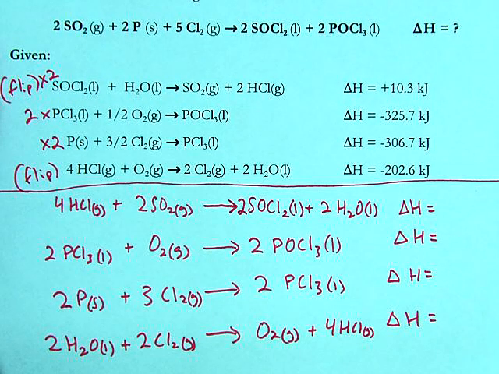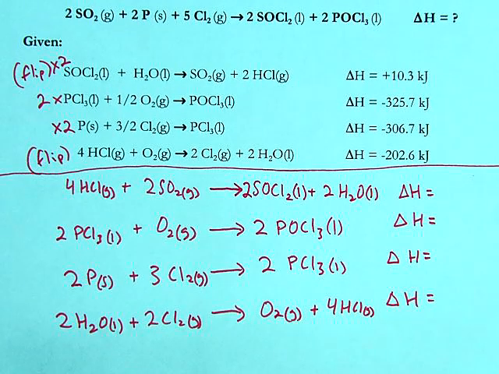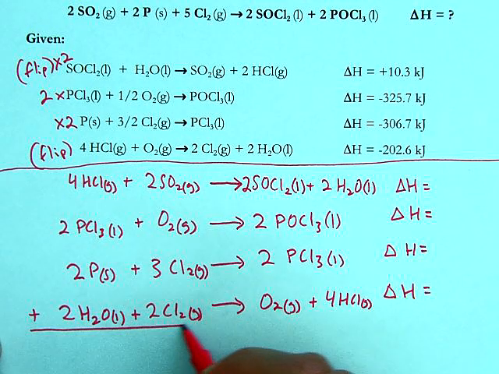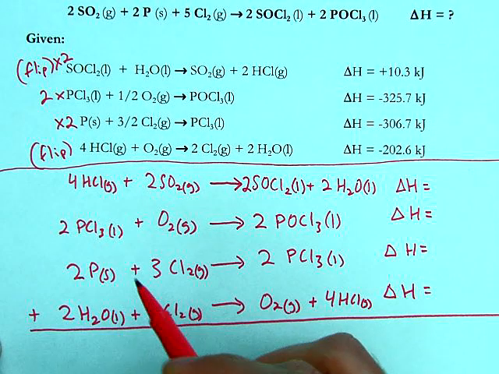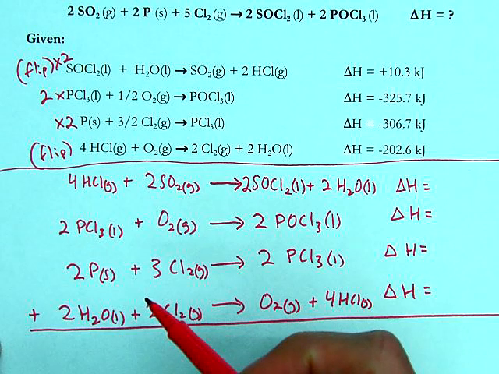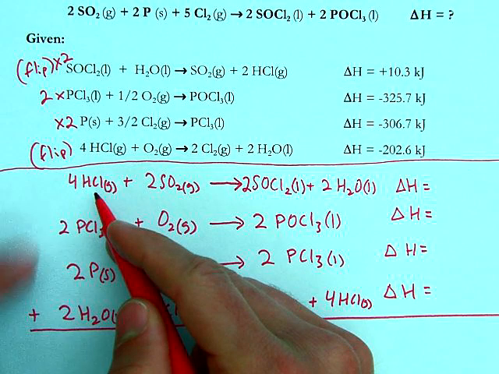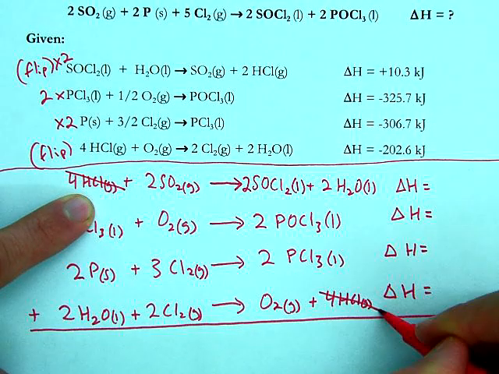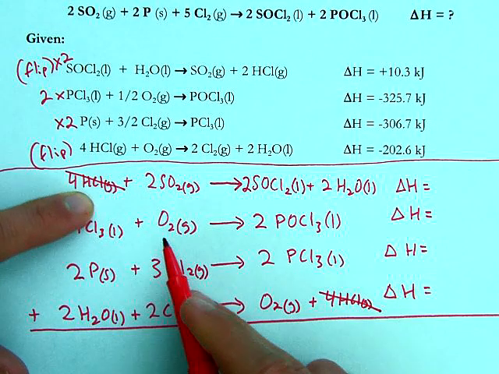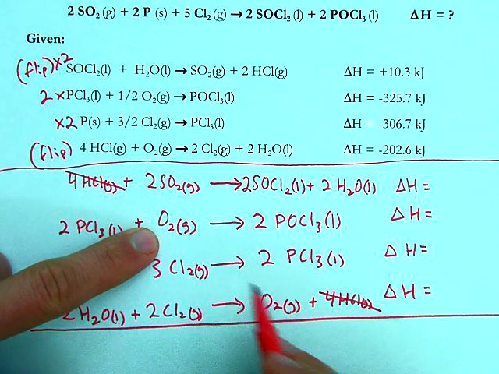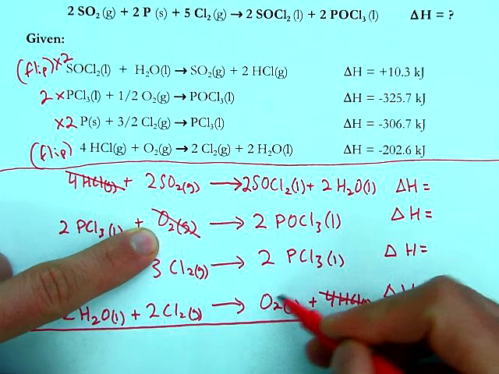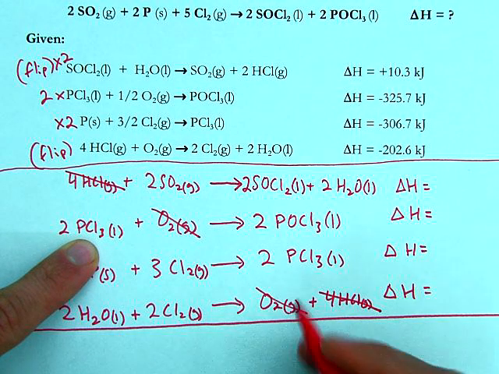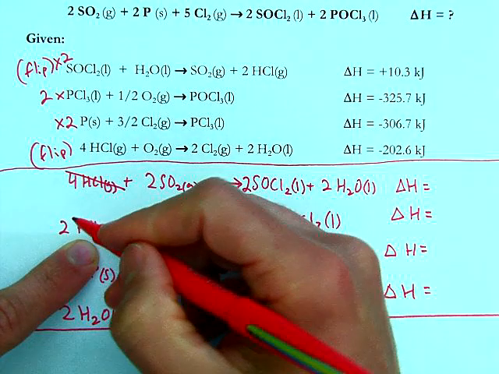Now, if I add these all together, zoom out a little bit. Let's see what happens if I add these together. All right? So, like terms on opposite sides of the arrow cancel. I have 4 HCl gas on the left, and I have 4 HCl gas on the right. Those cancel. I have an O2 gas on the left, and I have an O2 gas on the right. Those cancel. I have 2 PCl liquids on the left, and I have 2 PCl liquids on the right. Those cancel.